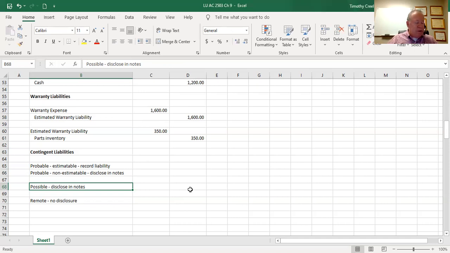Now, if it's remote and it's a frivolous lawsuit, there's very little chance you're going to lose, no disclosure would be necessary. So this is how a company would handle a contingent liability in this case. So this is basically contingent liabilities.